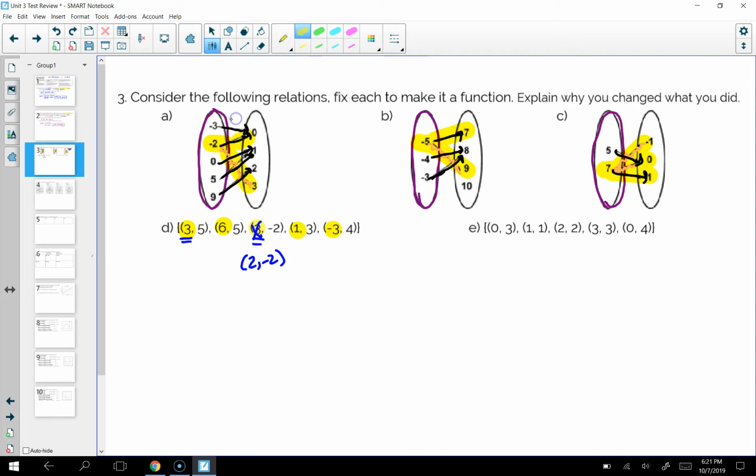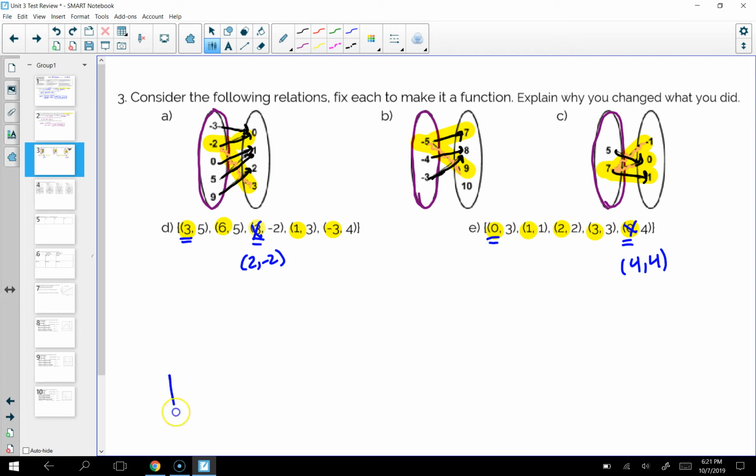Alright, last one. Look at all my x values. 0, 1, 2, 3, 0. Okay, so which one repeated? The zeros did this time. So how can we fix it? We gotta change one of them to something else as long as it's not 1, 2, or 3. So I'm gonna change this guy. I'm gonna make this last point (4, 4). And now my x's are 0, 1, 2, 3, 4. And we're good to go.